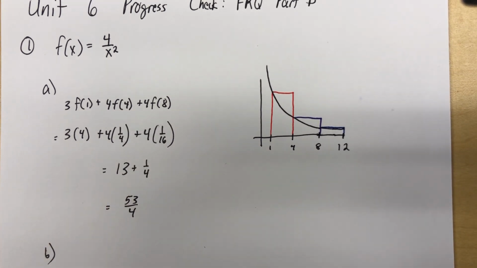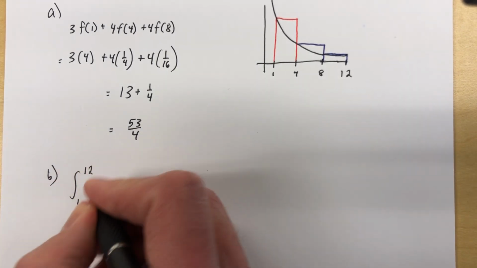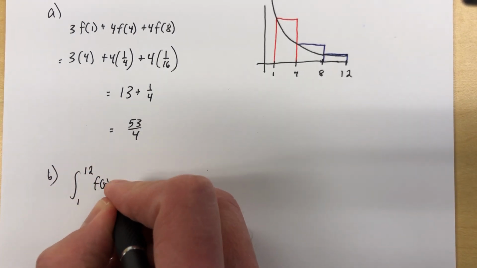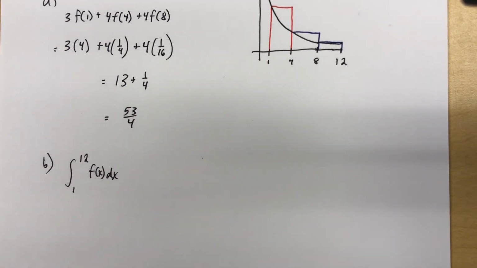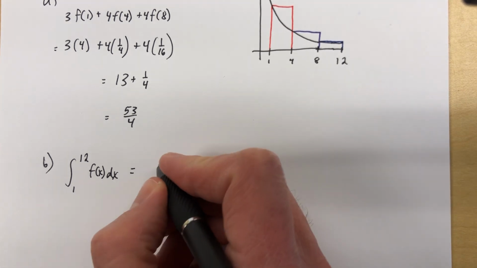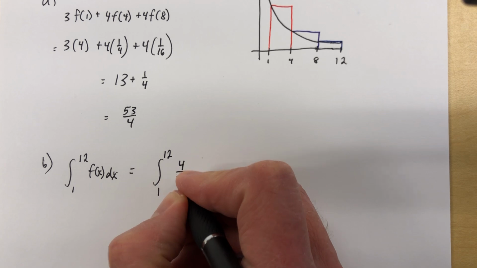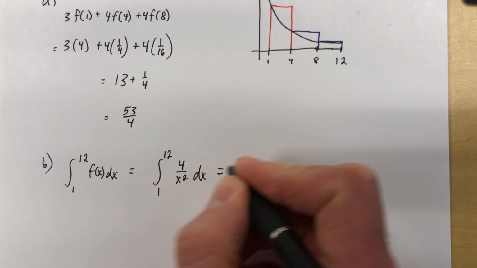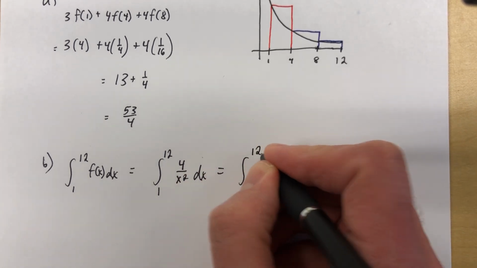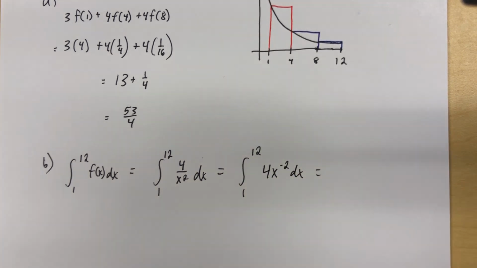All right, part B. Find the value from 1 to 12 of f of x dx, and then show the work that leads to your answer, and we will do this again without a calculator. Totally doable, actually very reasonable. The integral from 1 to 12 of our actual function, which is 4 over x squared dx, and just doing something that can potentially happen in your head at this point, but I'm doing it anyway because I get paid to explain things.